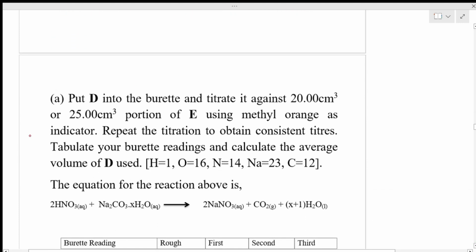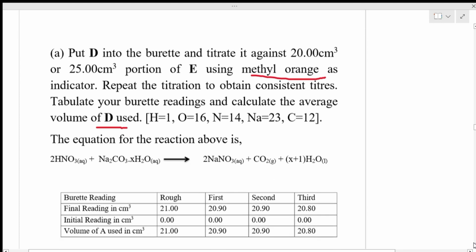So the experiment says, put D into the burette and titrate it against 20 or 25 cm3 of E, depending on your school. But for my school, I use 25 as the volume of the pipette. So all my students, if you're hearing me, you know me, make sure you use 25 during your practical. I wish you the best of luck. So, using methyl orange as my indicator, repeat the titration to obtain consistent values, tabulate your readings and calculate the average volume of the acid used.